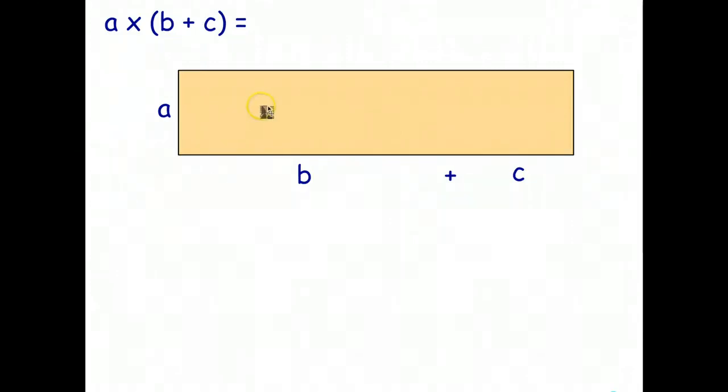Today we're going to learn how to do an operation called expanding the brackets. So what I have here is a rectangle and its length is b plus c and its width is a.